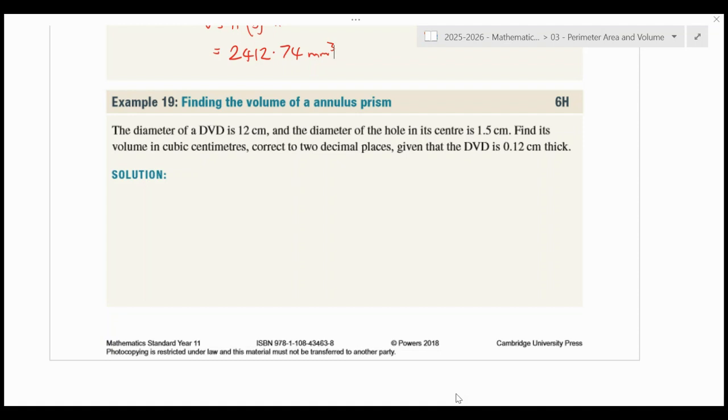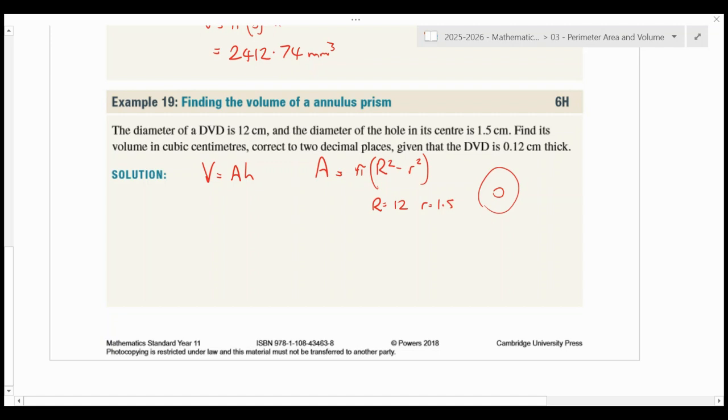So we've got V equals AH and area equals pi r squared, except in this particular case, we've got the R squared minus the r squared because we've got that sort of thing going on. So we've got the big R and the little r. For our one, big R equals 12, little r equals 1.5.